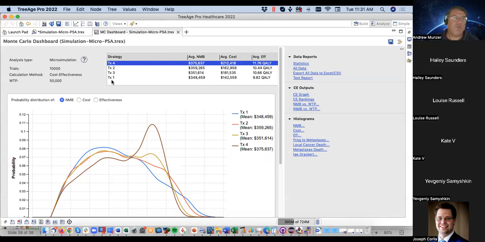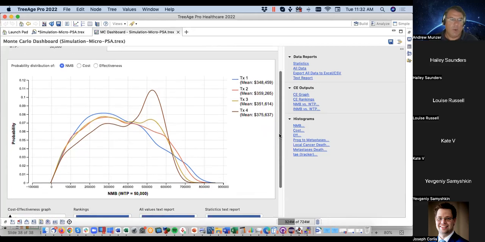These are the average results from the 10,000 patients, right? The average cost for treatment 4 was $375,000 plus. And excuse me, that was NMB. Average cost was 212,000. Average qualities was 11.76. We ran those 10,000 patients essentially just to get these numbers. That's what we really care about.